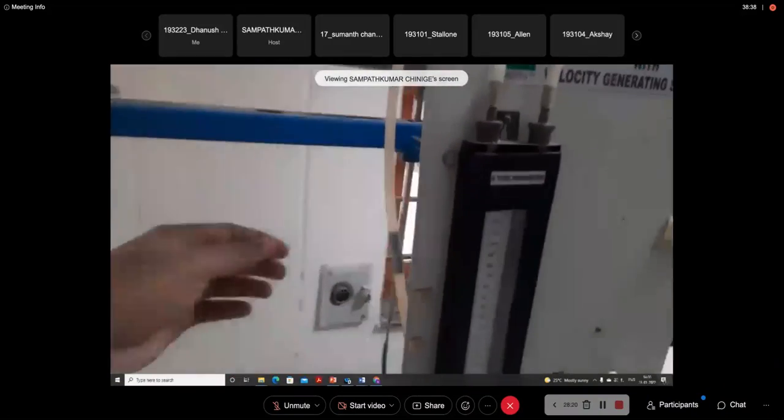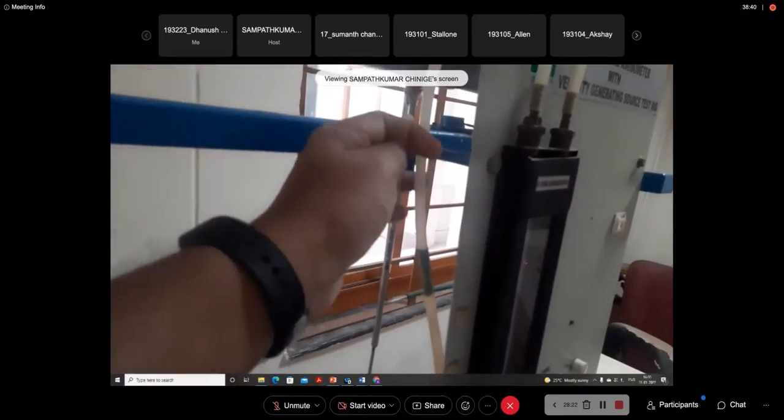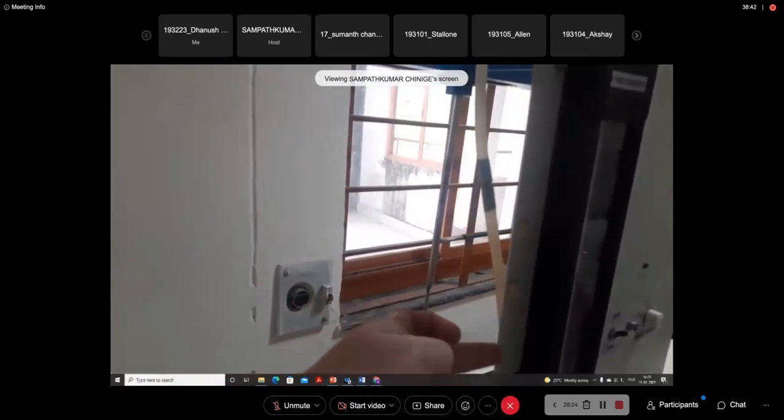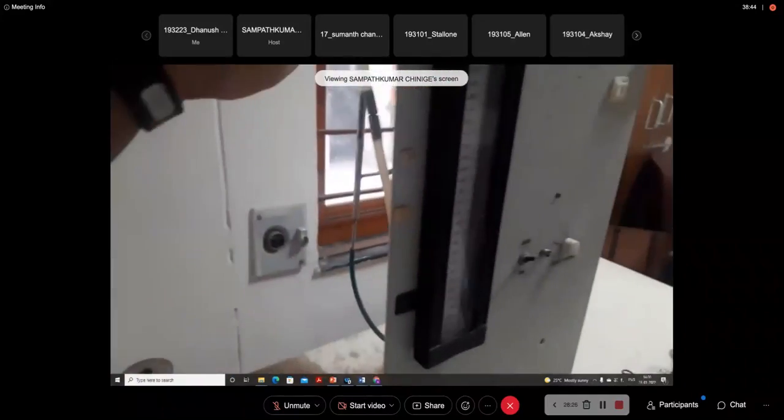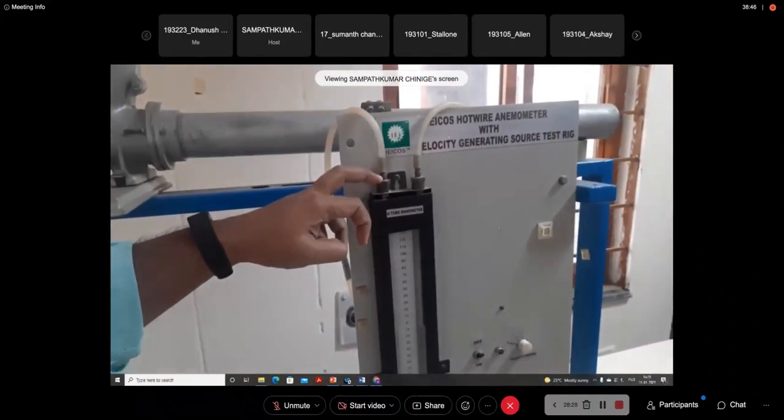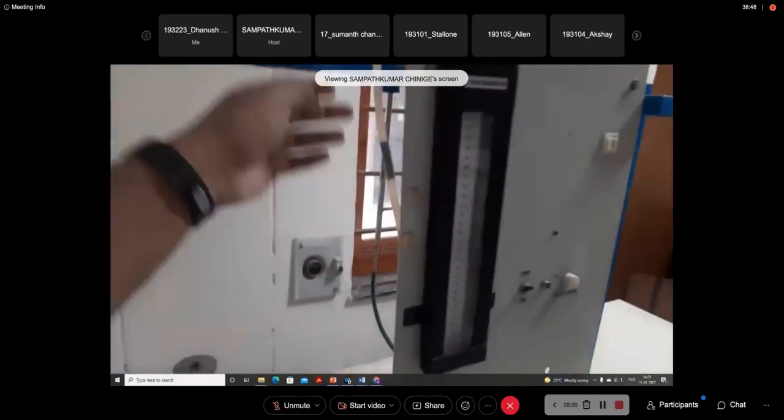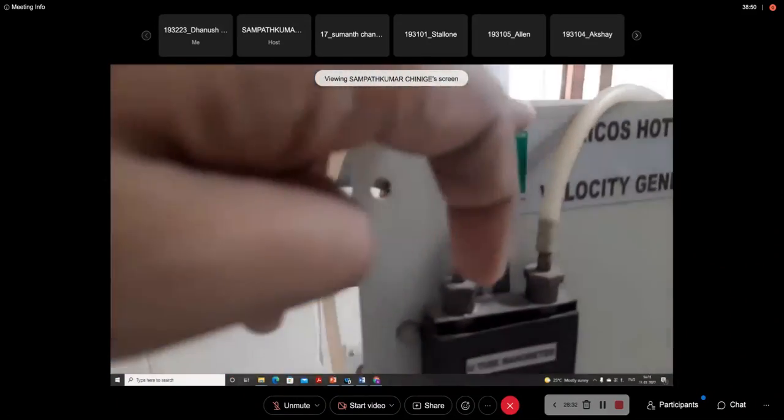So this is the pitot-static tube. It is connected to the manometer. One end is connected to one leg of the manometer, and the other end is connected to the other leg of the manometer.